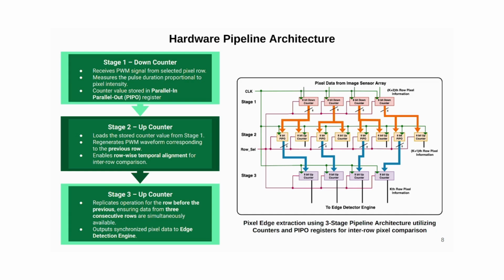With these three stages running in parallel, when the sensor is scanning row K, we simultaneously also have access to row K-1 and row K-2. This pipeline alignment enables real-time 3x3 window formation without memory buffers, with a latency of only 2 times the row period, which is negligible at our operating frame rate.